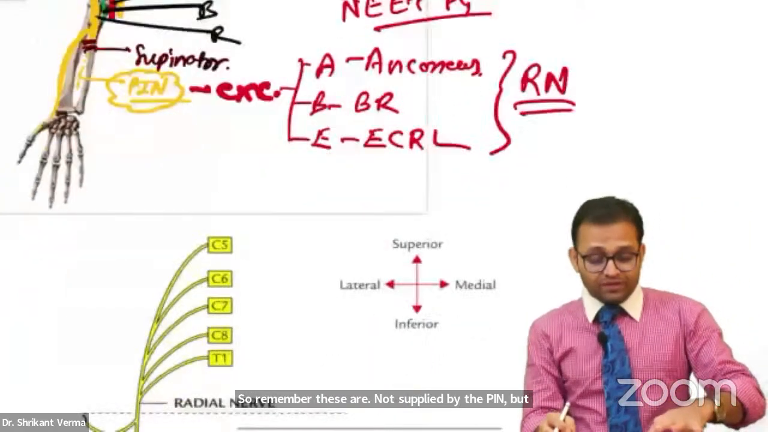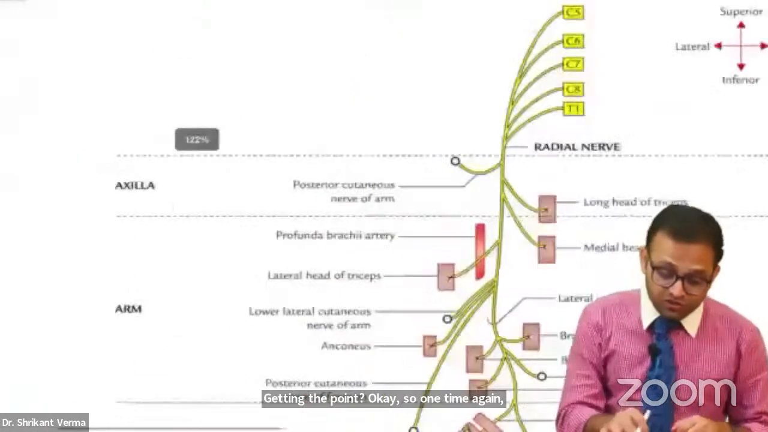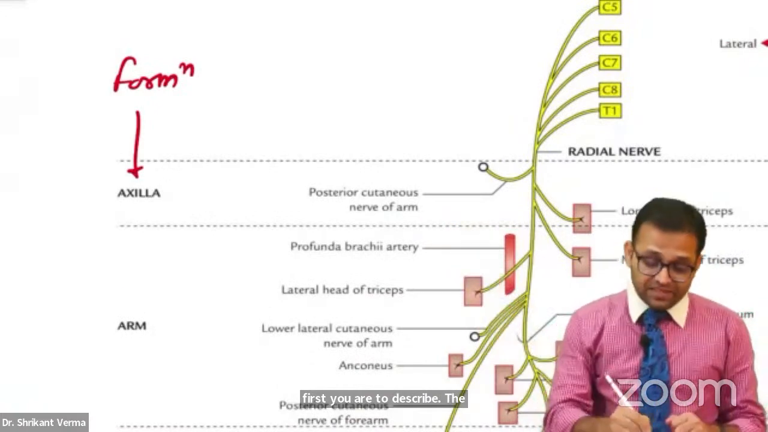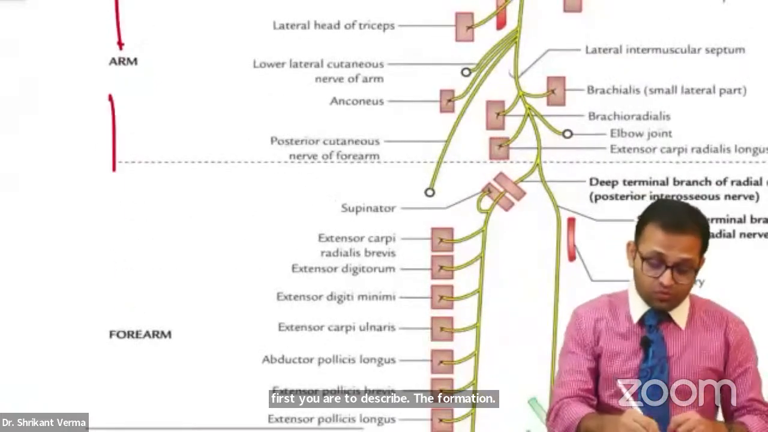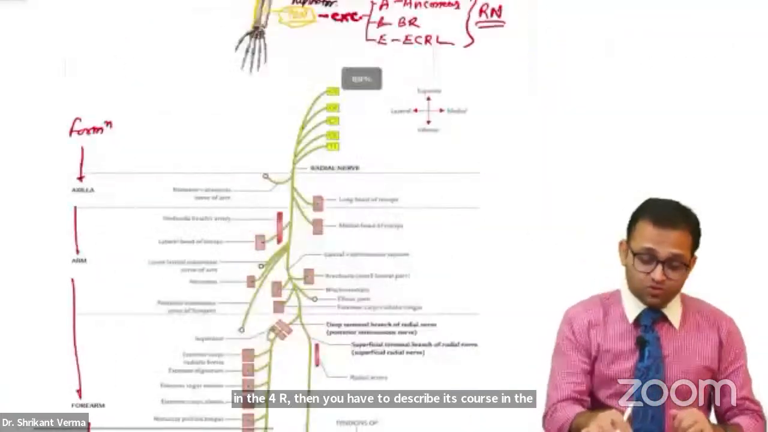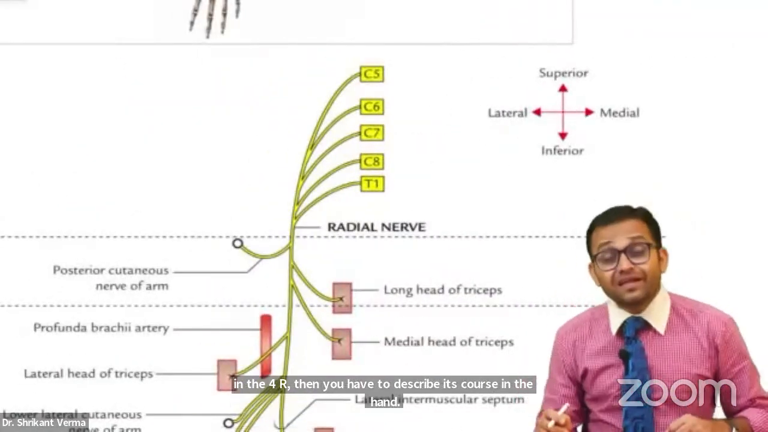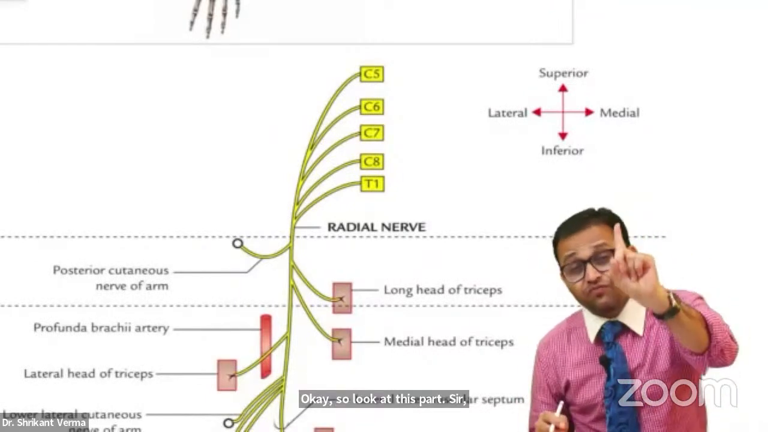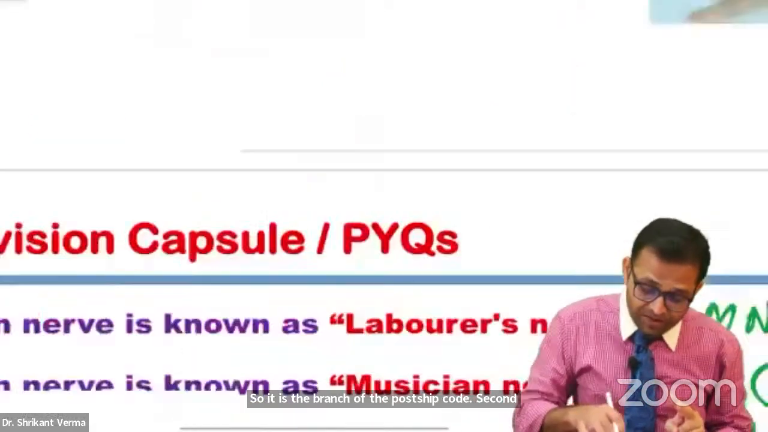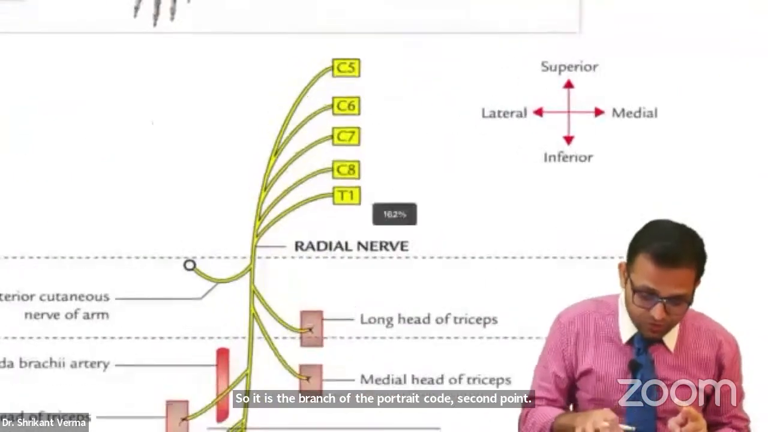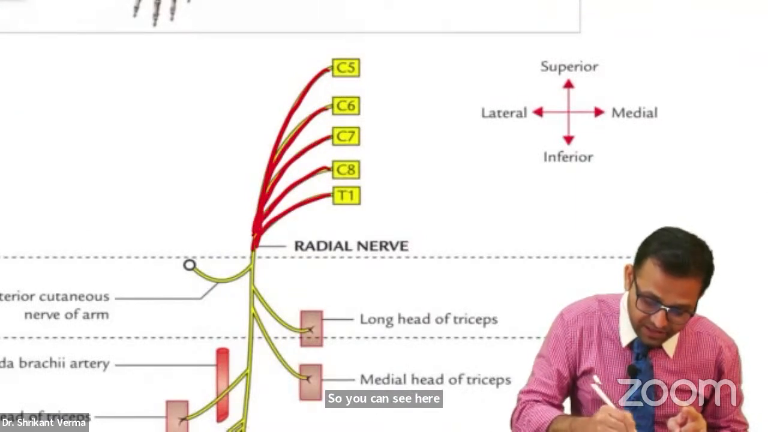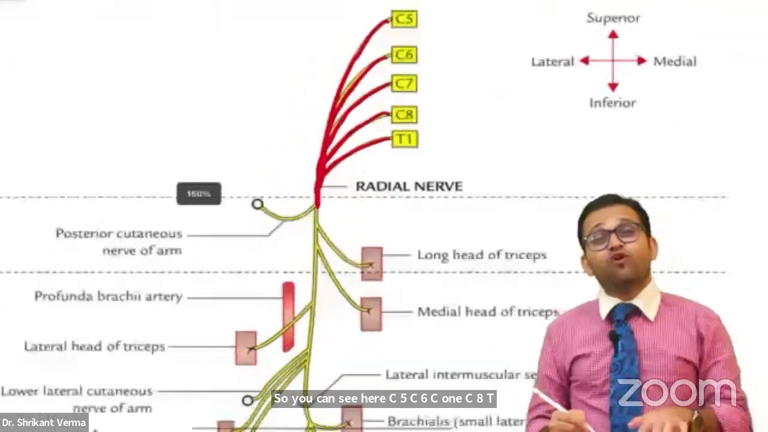Getting the point? Okay. So one time again revision. First, you have to describe the formation, then course in the axilla, then in the arm, then course in the forearm, then you have to describe its course in the hand. Okay. So look at this part. Sir, radial nerve is coming from the brachial plexus. First point. Sir, it is the branch of the posterior cord. Second point. It is formed by all the roots. So you can see here C5, C6, C7, C8, T1.